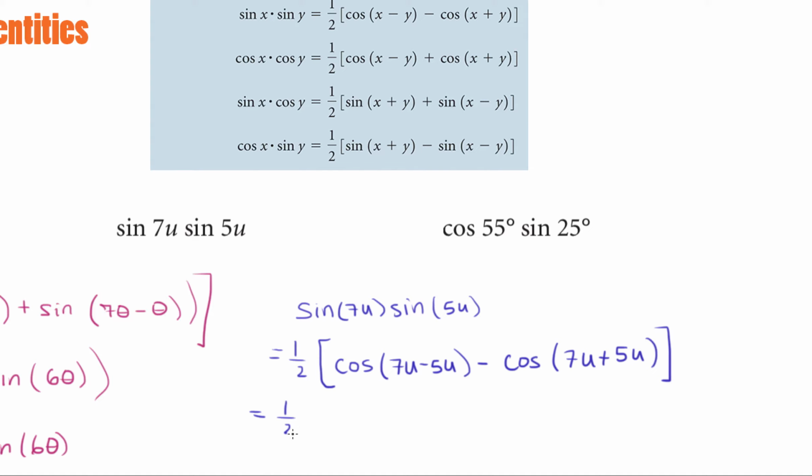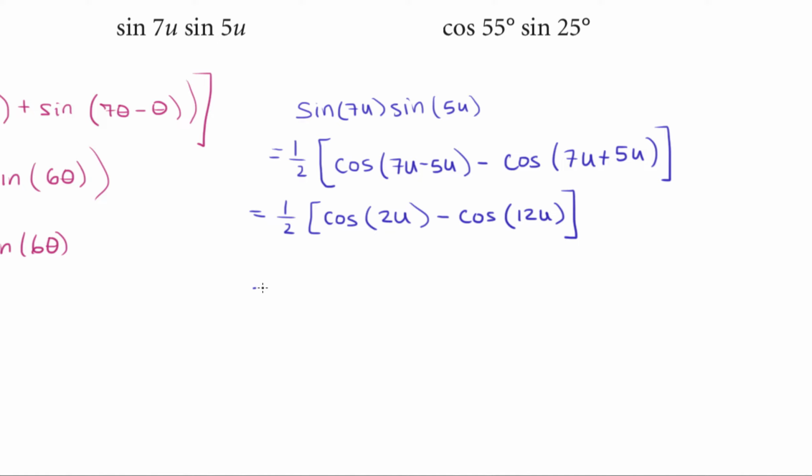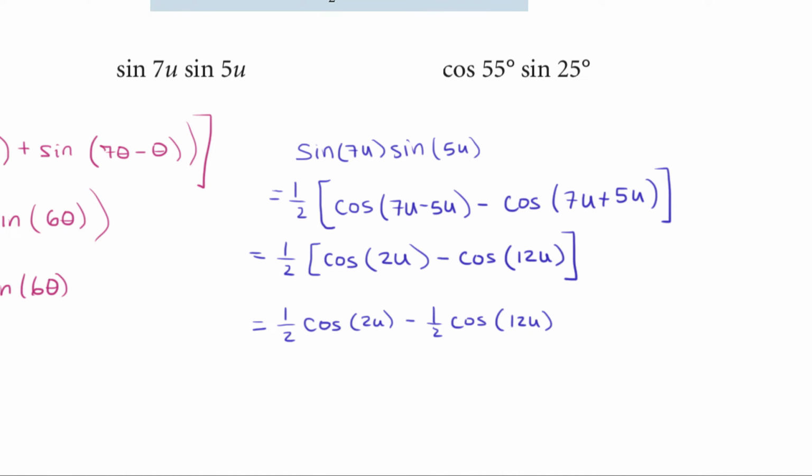That gives you 1/2 cosine of 2u minus cosine of 12u. And then we distribute again. You get 1/2 cosine of 2u minus 1/2 cosine of 12u. And that will be the end for that one.